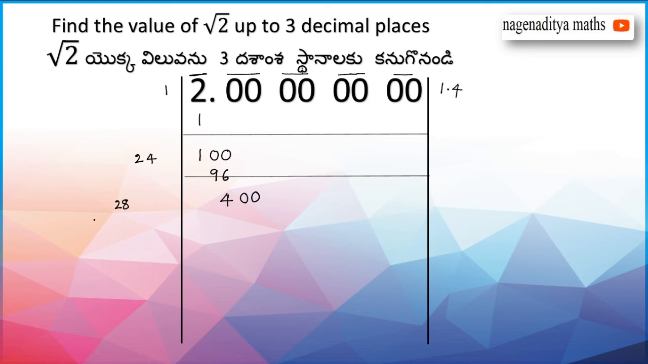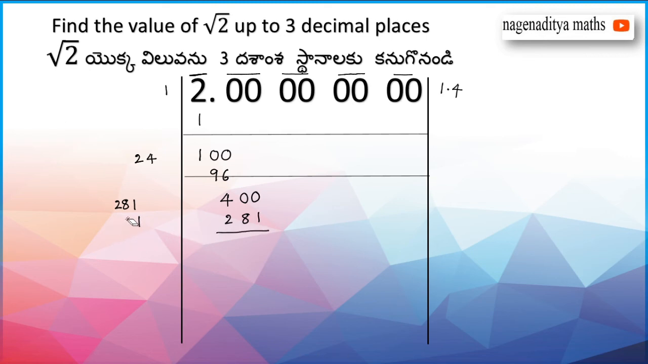14 2s are 28. Now we have to put a digit after 208, so that is 1. So this is 281. We have to multiply by 1 only. So 281 into 1 is 281. Because if you write 2 here and multiply by 2, this is more than 400. So that is why we put 1 here and multiply by 1 only. So we will get 281.